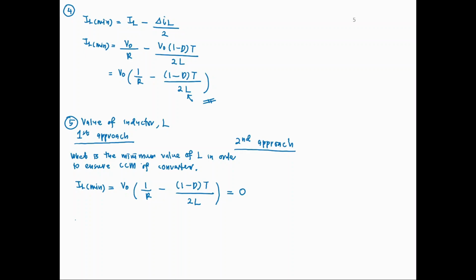Let's rearrange the equation. So V naught over R, we bring to the other side, will be like this. You need to find L, so you need to rearrange so that L will be here. V naught multiplied by R multiplied by 1 minus T times T.